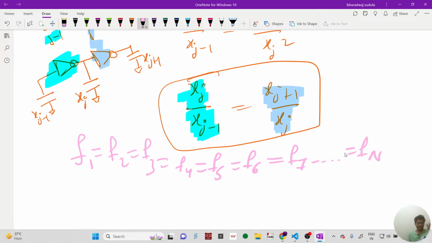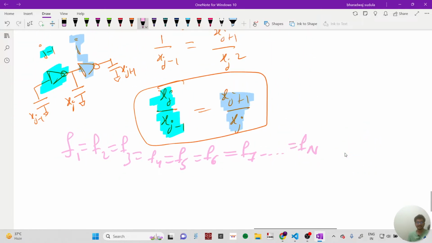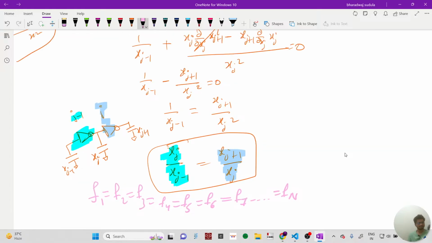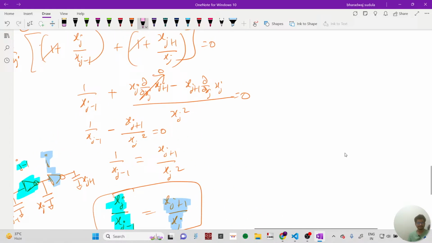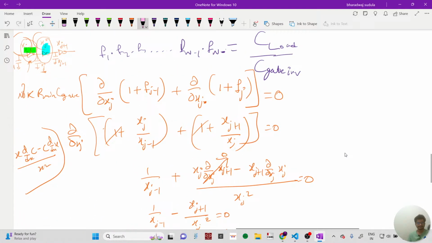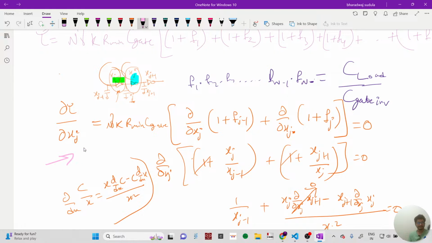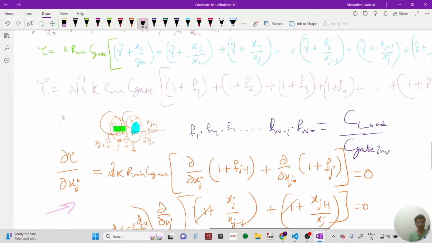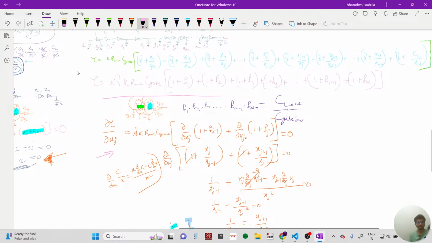So what can we do with this? We don't know. Let's see. Each and every gate fan out is equal. Let's find out what we can do. So this is the differentiation part, right? So where is the actual equation? Okay, this is the actual equation. This one.